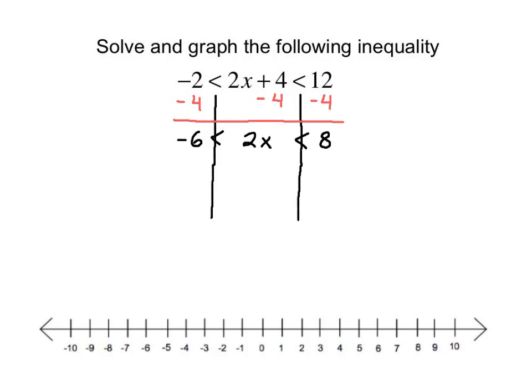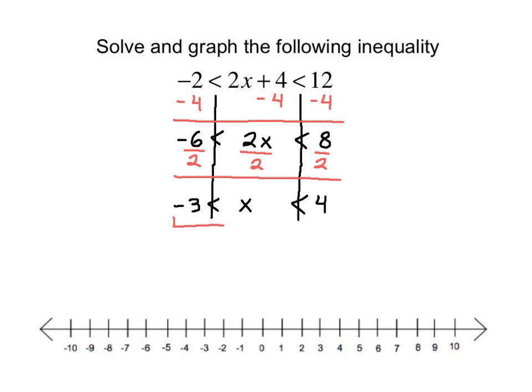Now I need to undo the multiplication by 2 so I can get x by itself. The inverse of multiplication is division, so I'm going to divide all three parts of this inequality by 2. This gives us our new inequality statement: negative 6 divided by 2 is negative 3, which is less than x, which is less than 4. Now I've actually solved it. The solving process took a lot less time here. We only had to do it once instead of twice if I had broken it up. Now I can simply write the two inequalities.